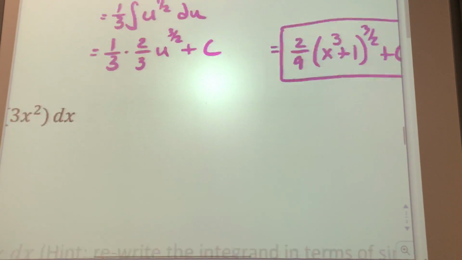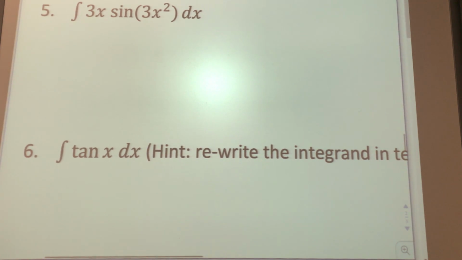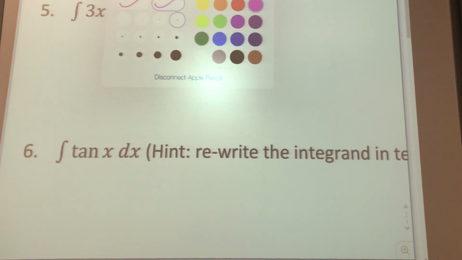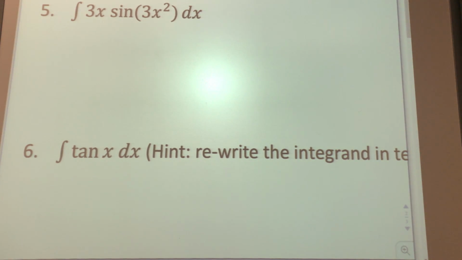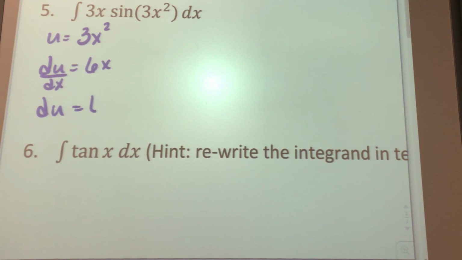Alright, so number 5 we didn't have a chance to do in class. So you have several sine and cosine problems you have to do on your assignment, so I do want to go back and do this one for you guys. So u, in this case, the inside function is going to be 3x squared. Du is going to be 6x. Du over dx is going to be 6x. Du is going to be 6x dx.